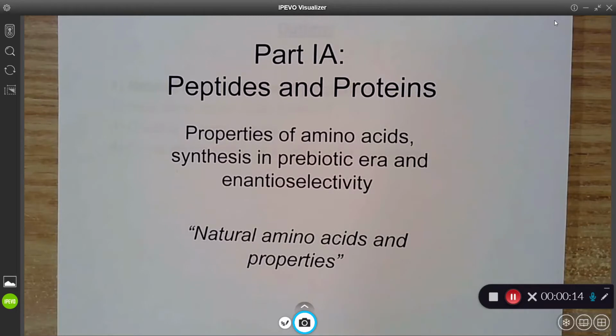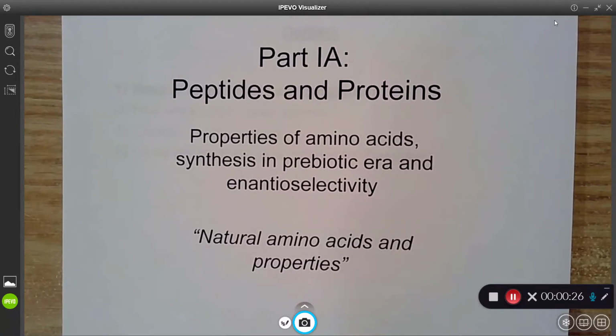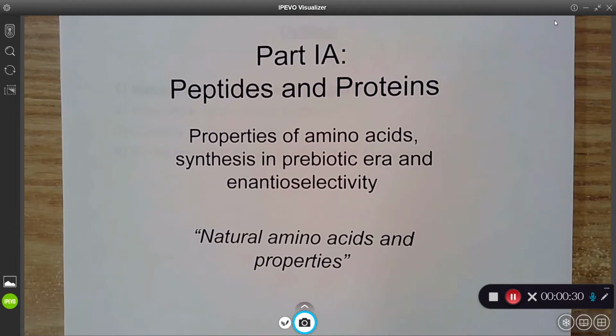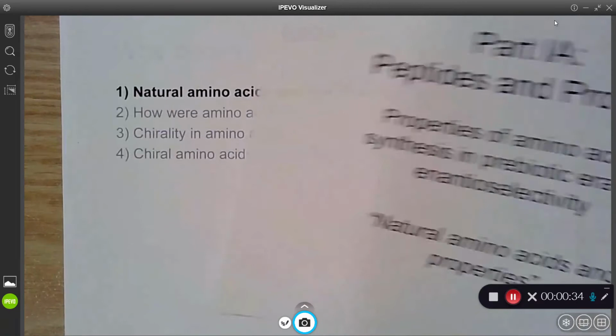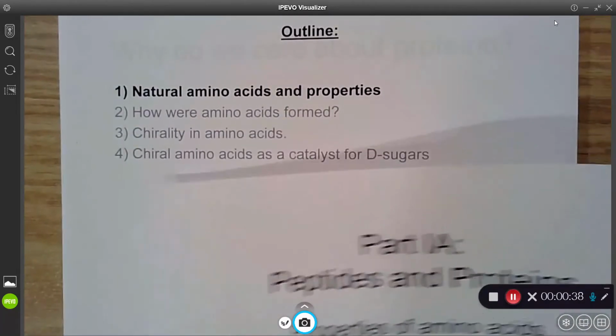This involves 4 units essentially within this part. We're going to be looking at the properties of amino acids. We're going to look at the synthesis of how these peptides and proteins were maybe made prebiotically, and also talk about enantioselectivity. So the first thing that we'll be talking about is natural amino acids and properties.